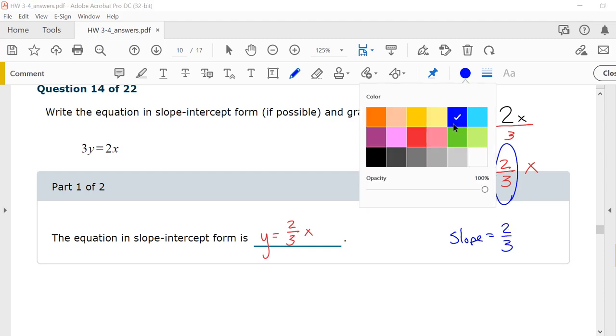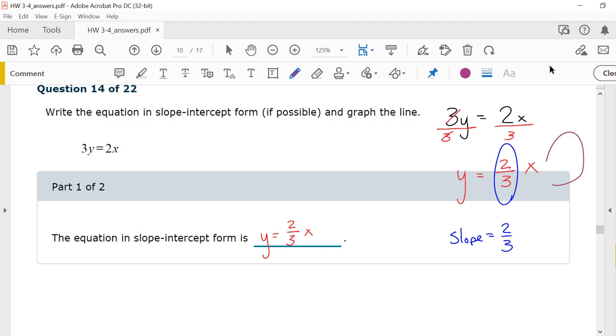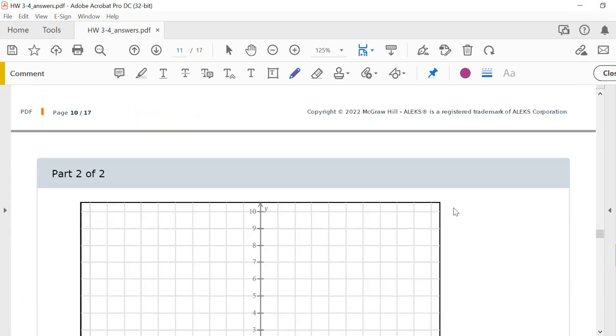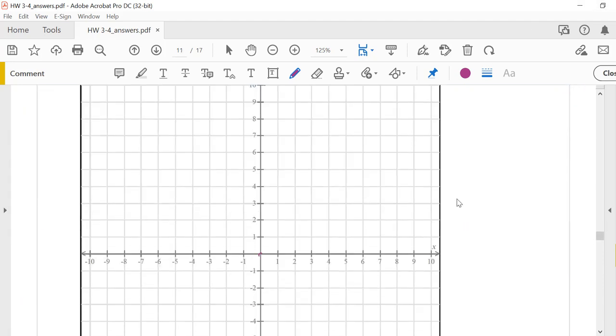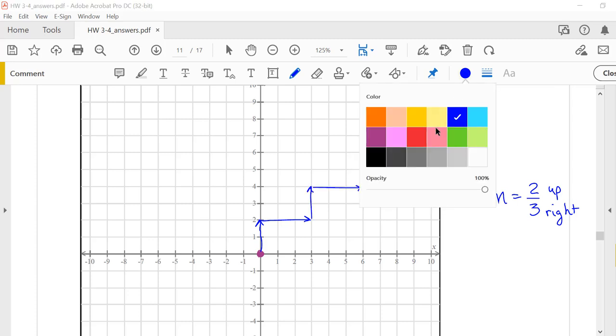and my y-intercept is 0. So 0, 0. So here's my y-intercept. My slope again was 2/3. So I'm going to go up 2, right 3. Up 2, right 3. So here are 2 more points.